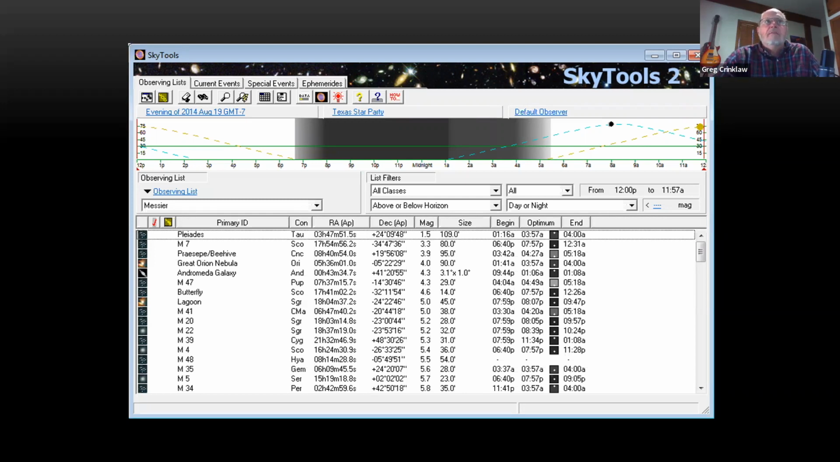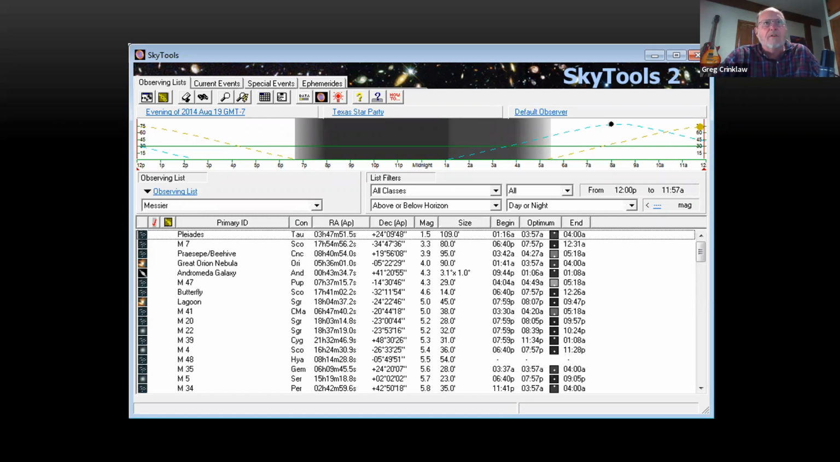In 2008, SkyTools 3 came out, and that was a big deal. That was really the first time I felt like I'd reached what I wanted to accomplish. I added some imaging features, but mostly it was for visual observing. And when I went on to make SkyTools 4, I wanted to really get into imaging.